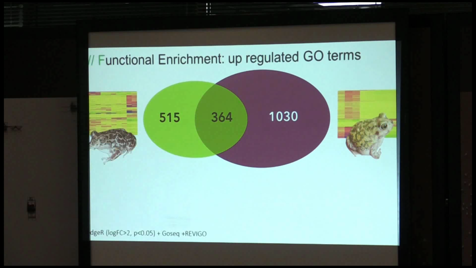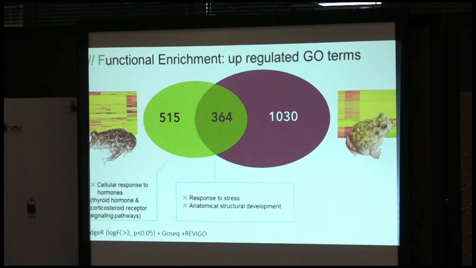When we compare these functional enrichment terms, these gene ontology terms, between the two species, we see that there are actually not that many terms that overlap. Those that are in both of these matrices are things like responses to stress and anatomical structural development. I suppose those are fairly easy to interpret. Both species are experiencing this environmental stress and thereby accelerating their development. And in the plastic species, Pelobates, we're seeing more cellular responses to hormones. So it seems like they are more sensitive to thyroid hormones.